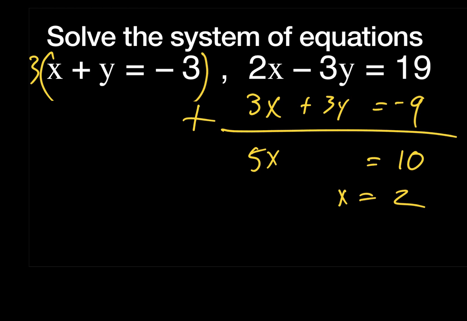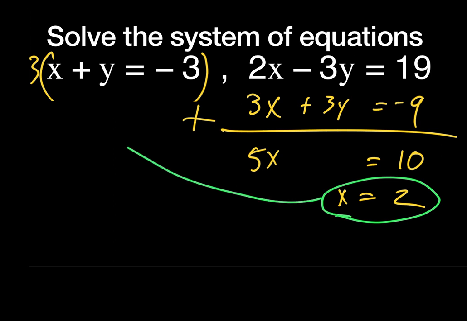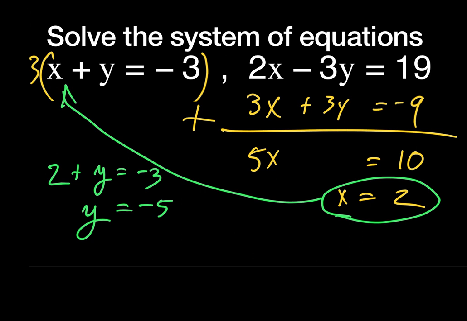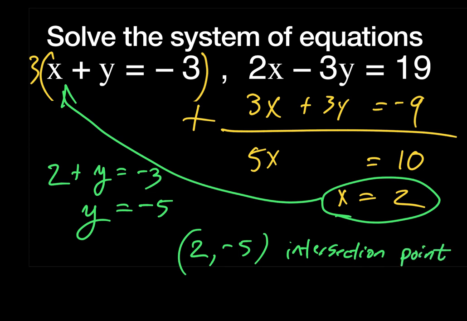But then I have to finish. I'm going to take this, 2 plus y equals negative 3. Subtract 2, y equals negative 5. And then my solution is 2 comma negative 5, because a system of equations, when we solve them, what we're finding is the intersection point. That is where those two lines intersect if we were to graph it.